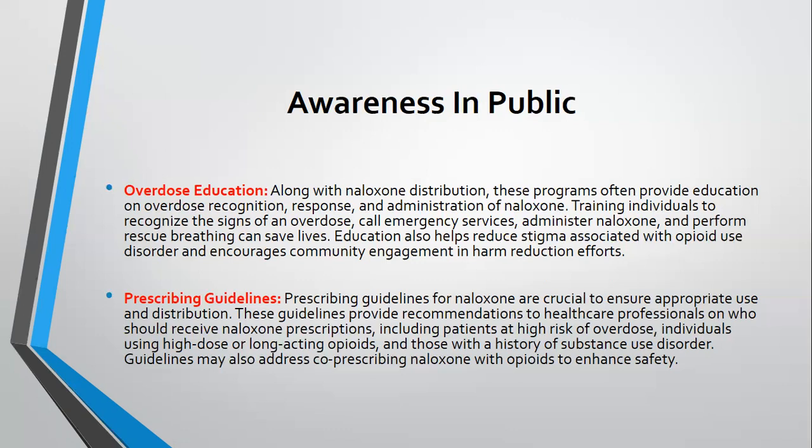Other awareness include prescribing guidelines. Prescribing guidelines for naloxone are crucial to ensure appropriate use and distribution. These guidelines provide recommendations to healthcare professionals on who should receive naloxone prescription, including patients at high risk of overdose. Individuals use high dose or long action opioids and those with a history of substance use disorder. Guideline may also address co-prescribing naloxone with opioid to enhance safety.